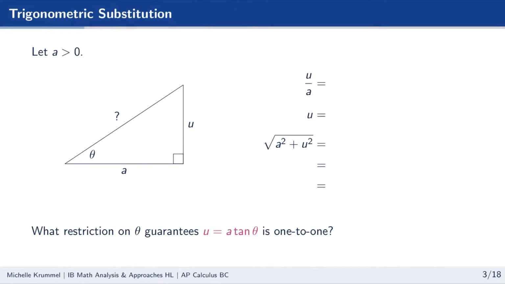Now let's think about this right triangle. The u and the a, we've reconfigured the picture here. So now a is not the hypotenuse. A is the length of the adjacent leg to the angle theta. And the hypotenuse is the side that is unknown here.